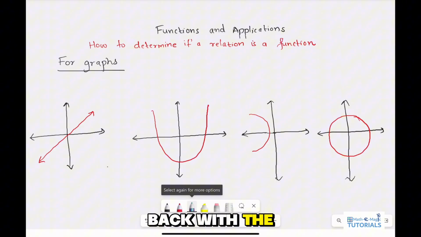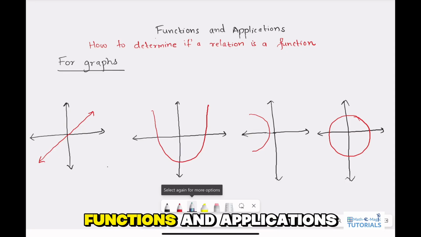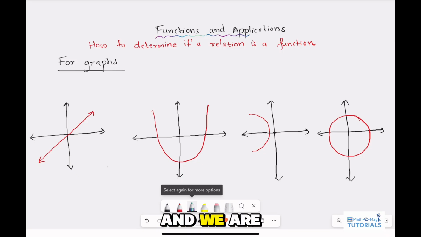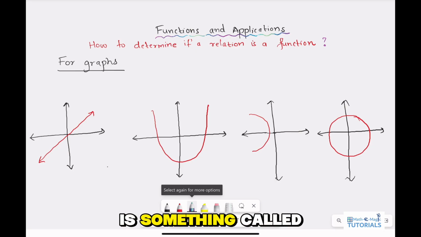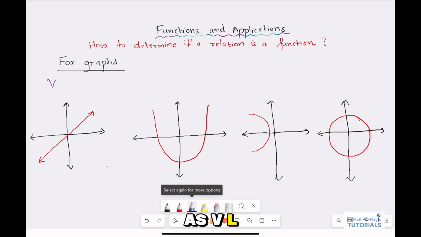So, we are back with the grade 11 topic functions and applications, and we are seeing how to determine if a relation is a function. We are going to look at graphs today. So, if you have been given a graph or you have sketched a graph and you want to see whether that relation is a function, what we are going to use is something called VLT.